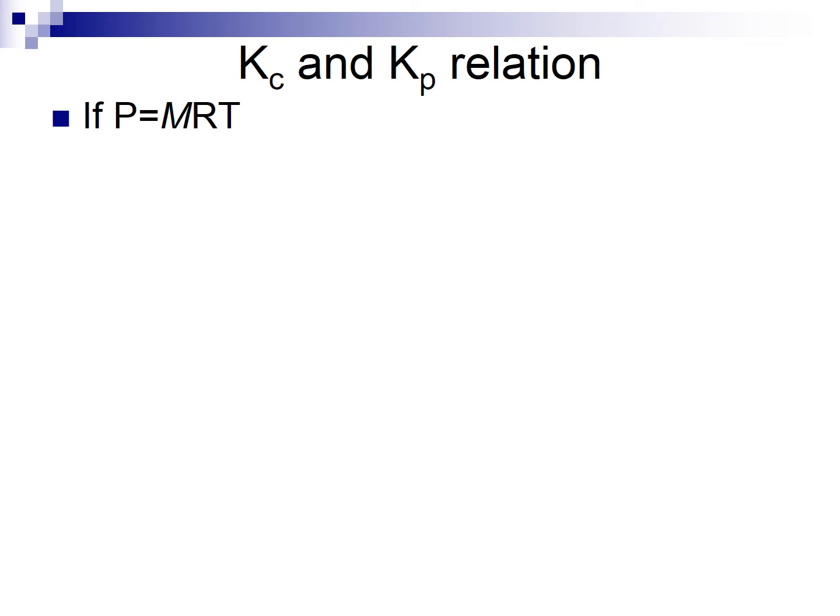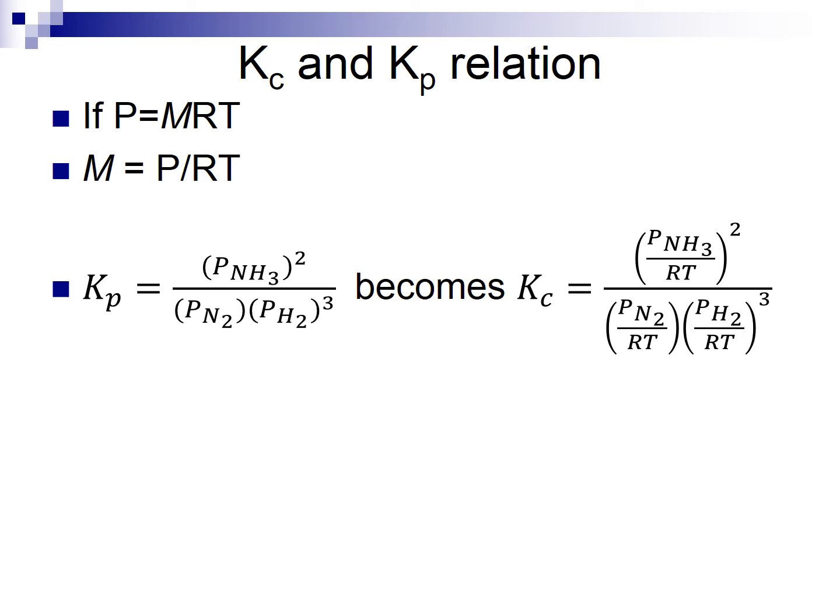If pressure is equal to molarity times RT, then molarity is equal to pressure divided by RT. I can substitute this into my Kp expression such that I have pressure over RT plugged in for each of the values. So I get pressure of NH3 over RT squared divided by pressure of N2 over RT times pressure of H2 over RT cubed.